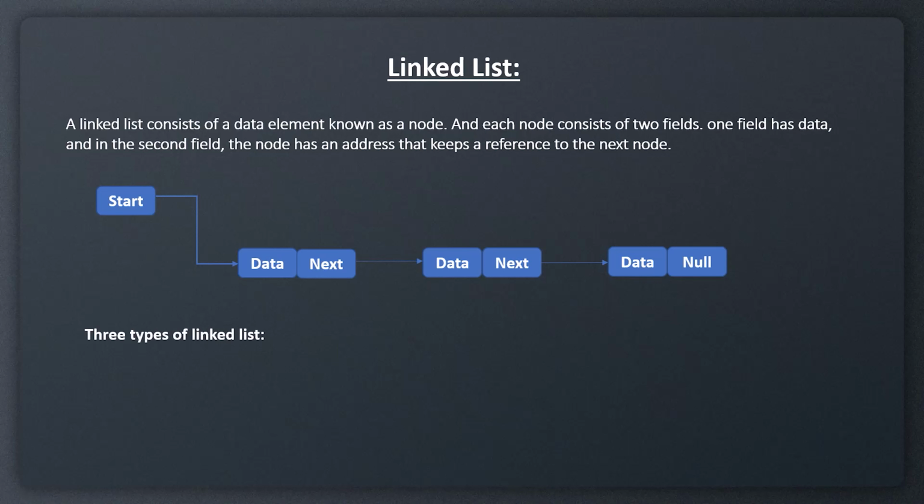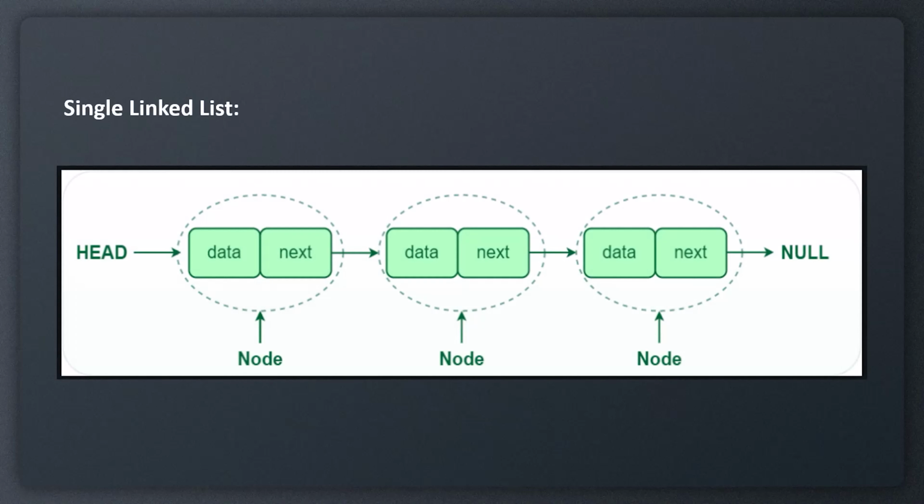There are three types of linked list, such as single linked list, double linked list, and circular linked list. Single linked list. In a single linked list, each node contains a reference to the next node in the sequence. Traversing a single linked list is done in a forward direction.